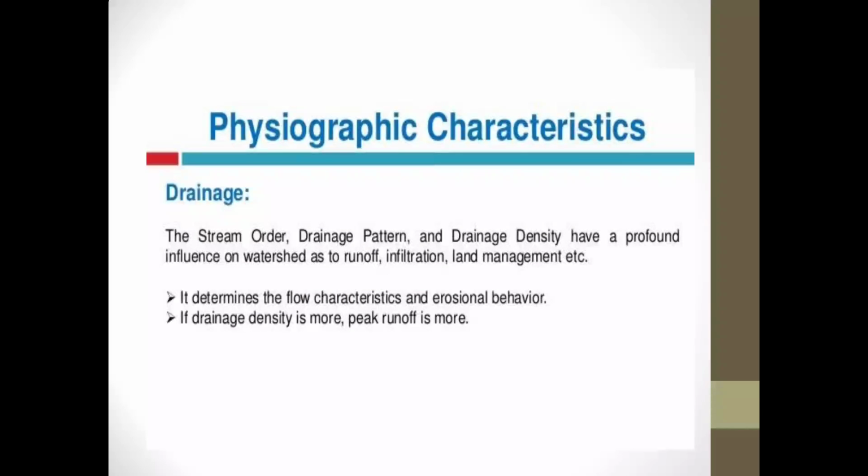The stream order or the drainage pattern and drainage density have a profound influence on the watershed as to runoff, infiltration, as well as the land management practices. Basically, the drainage determines the flow characteristic as well as the erosion behavior of the stream. Then if the drainage density is more, then peak runoff is also more. In that case, the runoff flow is also more.